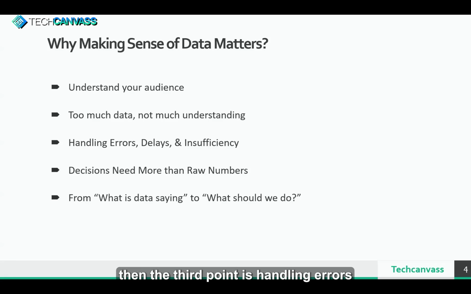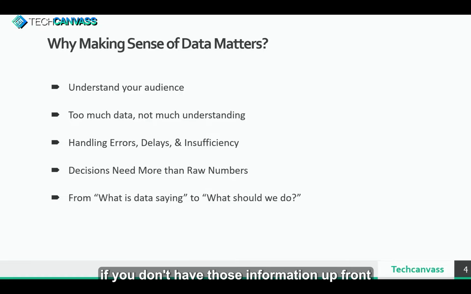Then the third point is handling errors, delays, and insufficiency. At times the major challenge which we face while getting the insight is that we have data which is incomplete or inconsistent, or it is insufficient to answer the questions which our leadership wants to have, right? To deal with that, first we need to improve the process. We need to start gathering the data which we actually need.